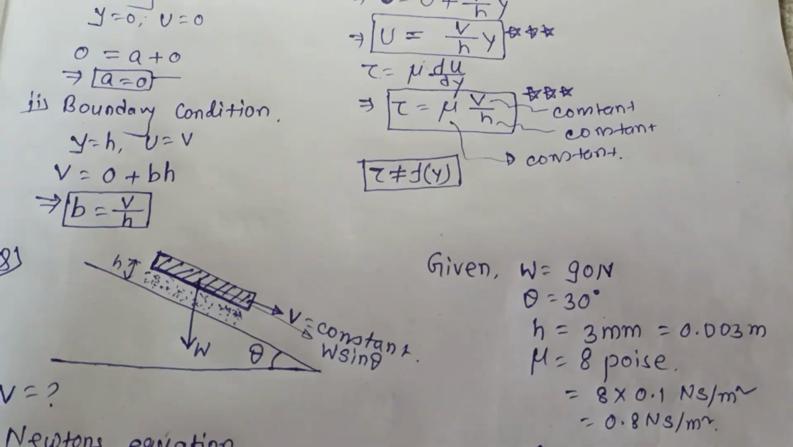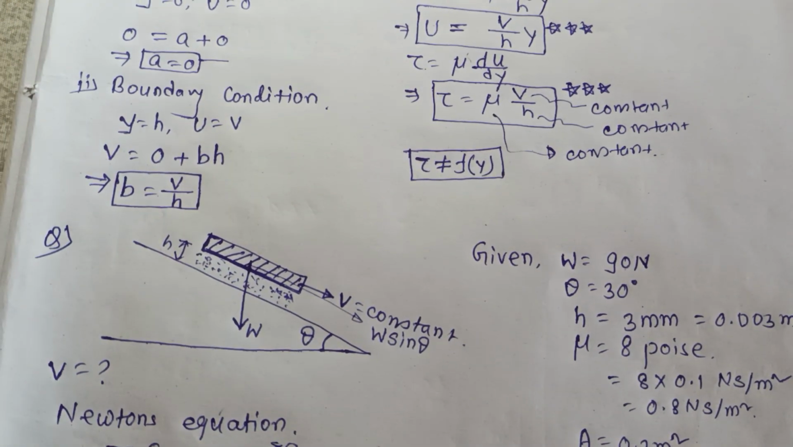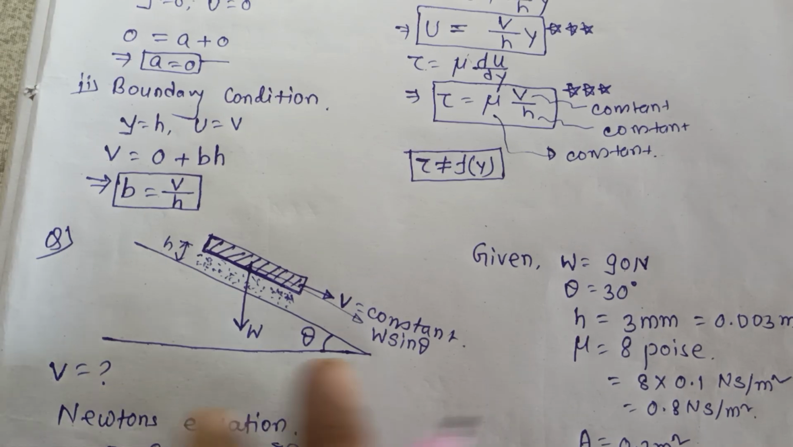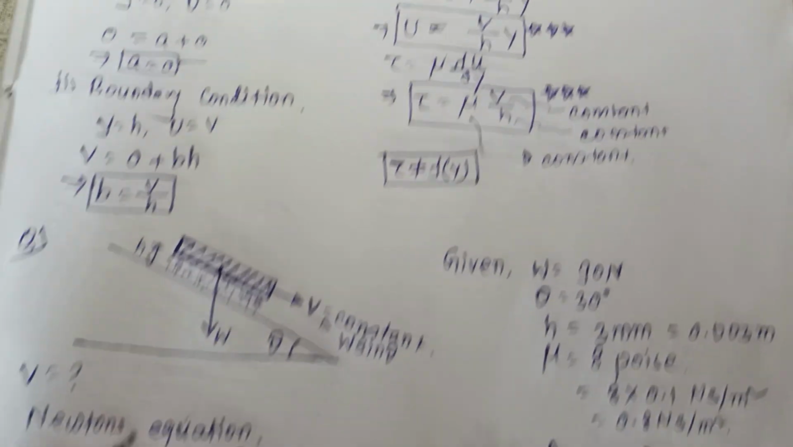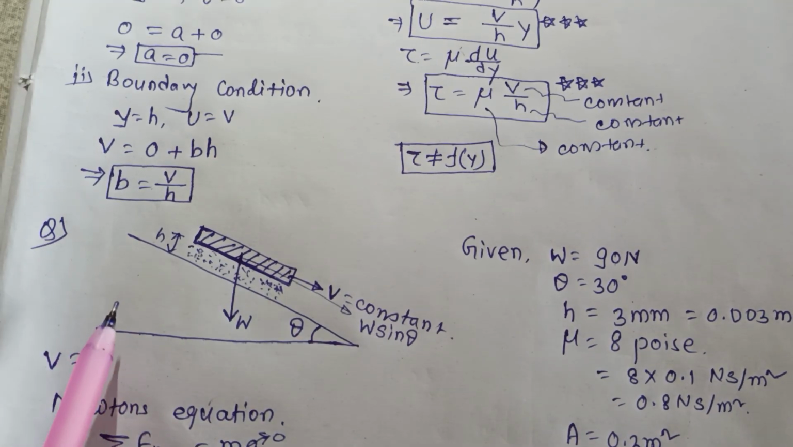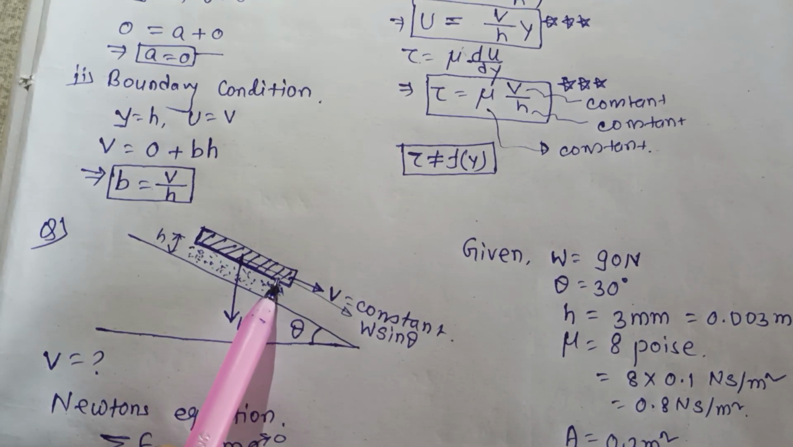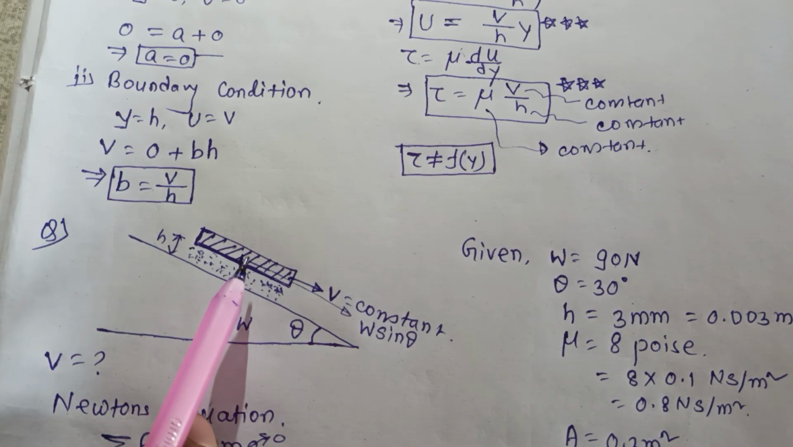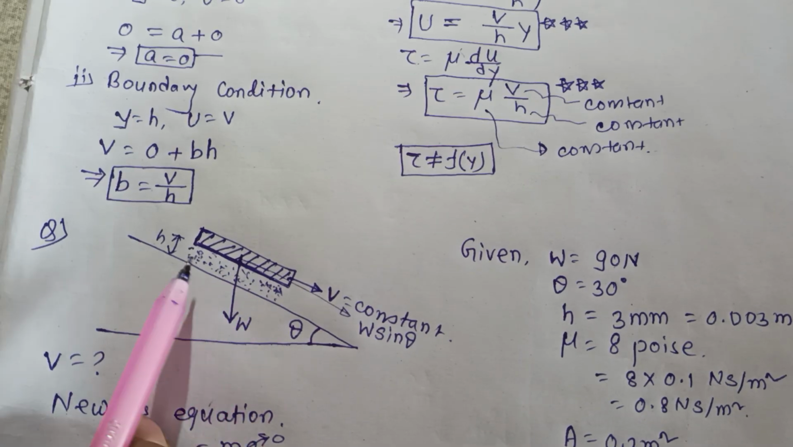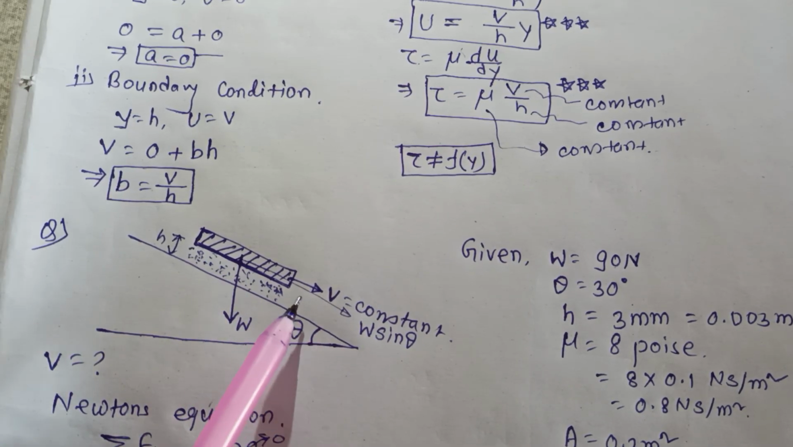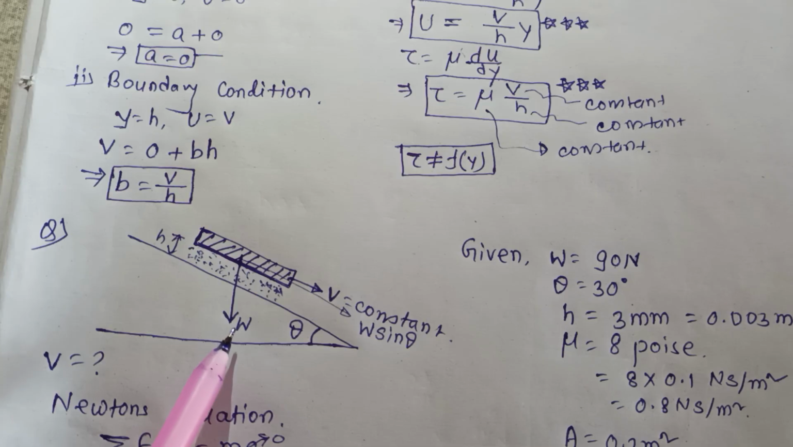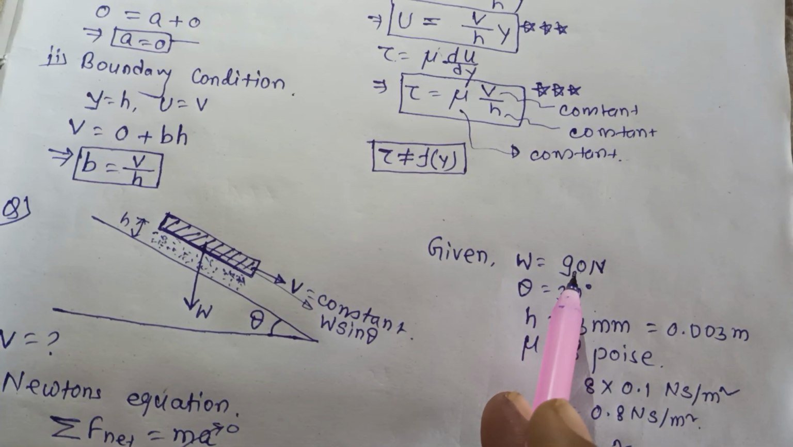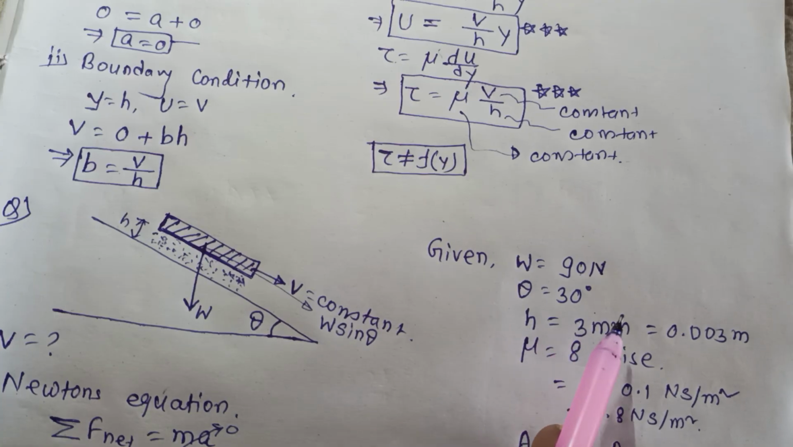So now we will discuss one problem based on this formula. The problem is like this: a 90 Newton rectangular solid block slides down a 30-degree inclined plane. So there is an inclined plane, and this is the solid block which slides down on the inclined plane. Given weight equal to 90 Newton and theta equal to 30 degrees.